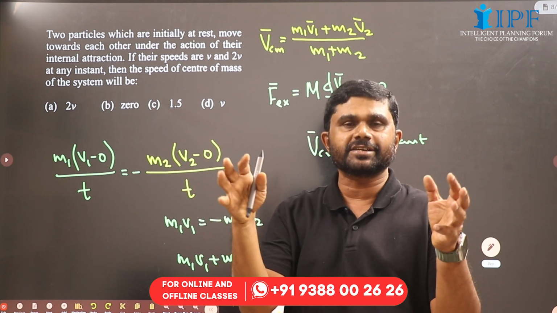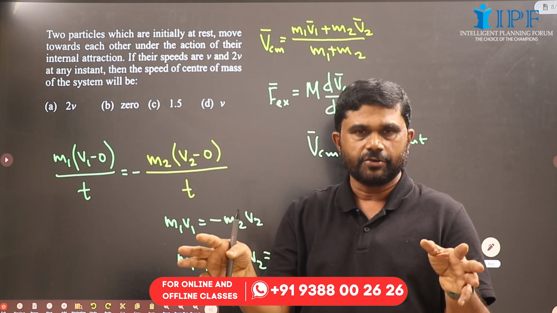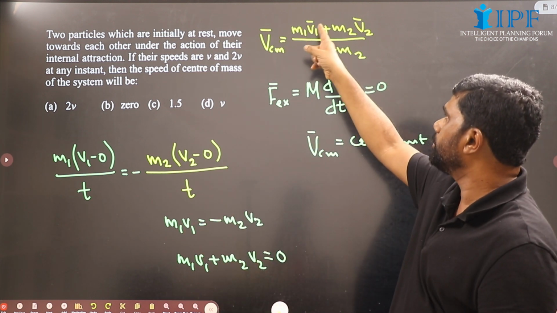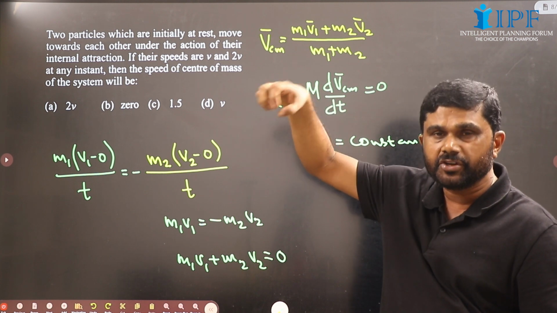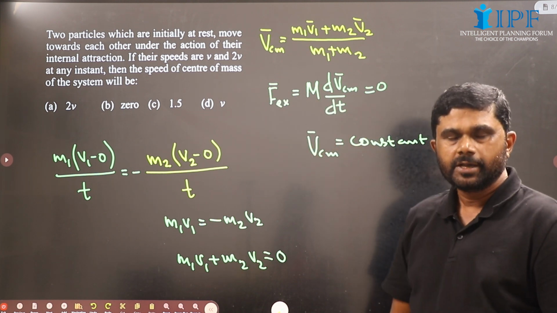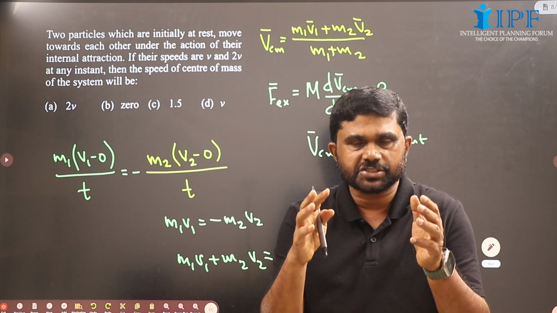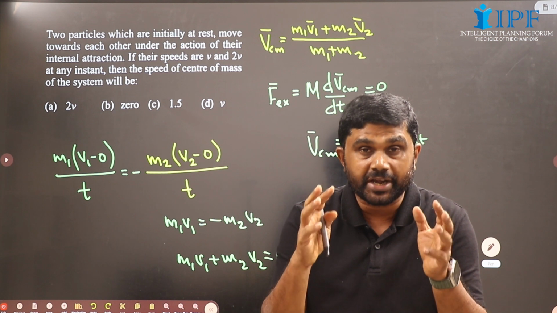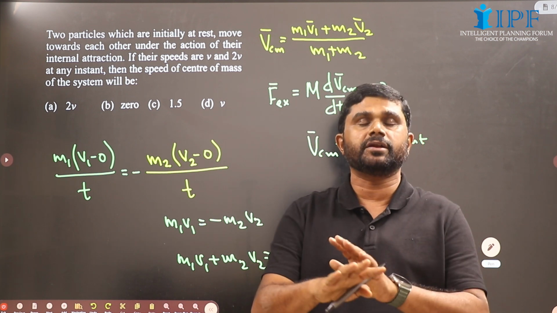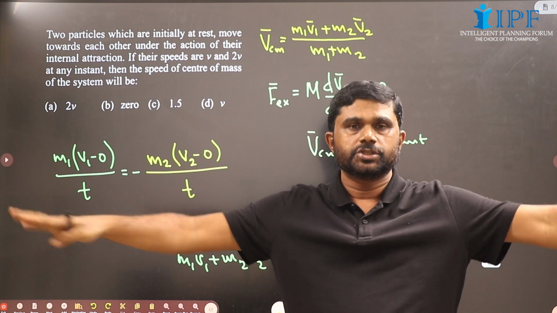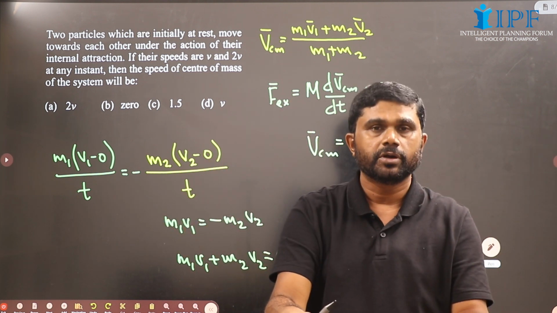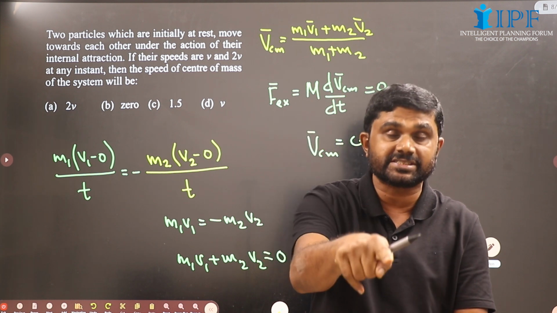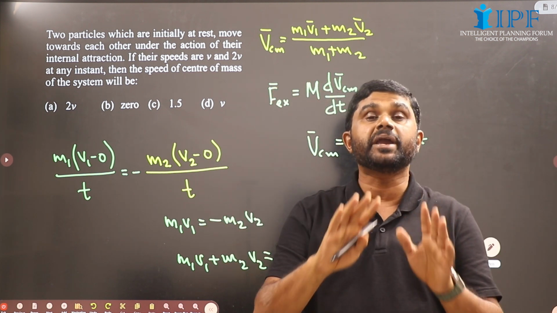Now, if their speeds are v and 2v at any instant after some time, initially the 2 particles were at rest. v1 was 0, v2 was 0. So the velocity of the center of mass, m1 v1 plus m2 v2, if both v1 and v2 are 0, will be 0. So initially the velocity of the center of mass is 0, and the two particles are moving under the effect of their mutual interaction, means under the action of internal forces alone. So m1 will move, m2 will move, but the velocity of the center of mass will not change, means it will remain as its initial velocity 0, means it will remain at rest.